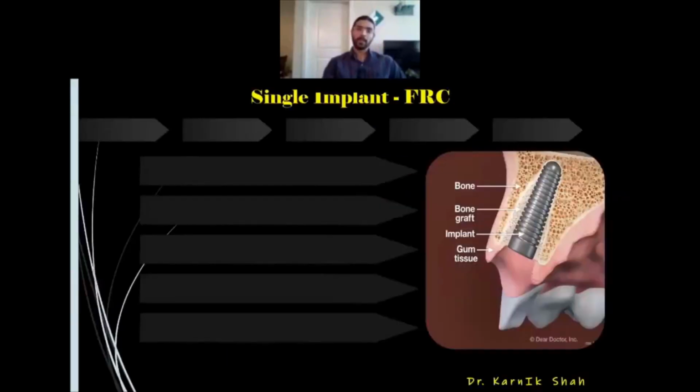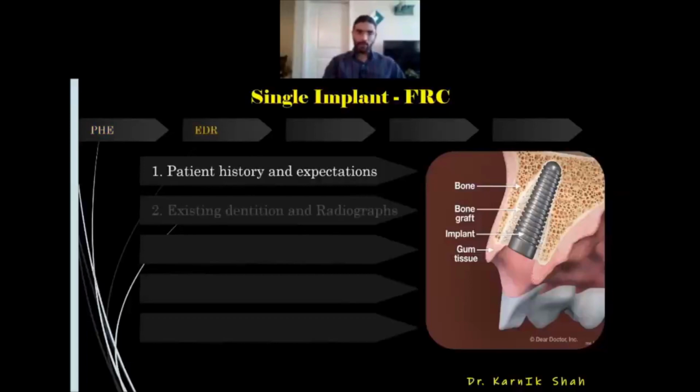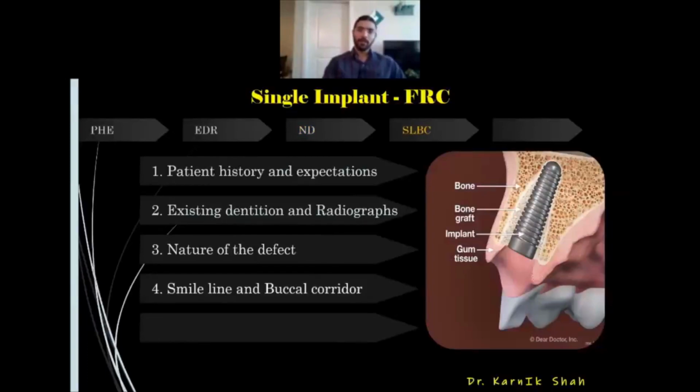So what are the guidelines? What is FRC? The first is patient history and expectations. Second is existing dentition and radiographs. Third is the nature of the defect. Fourth is the smile line and buccal corridor, and fifth is the occlusal considerations.